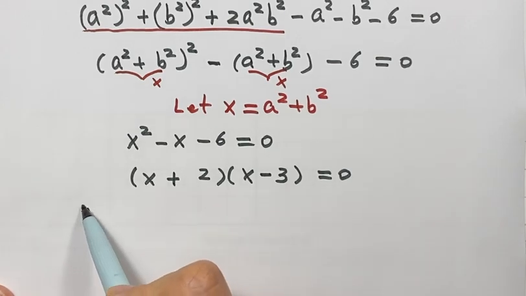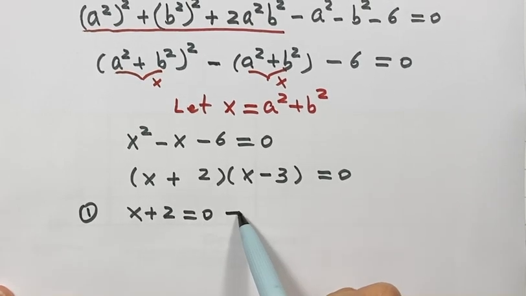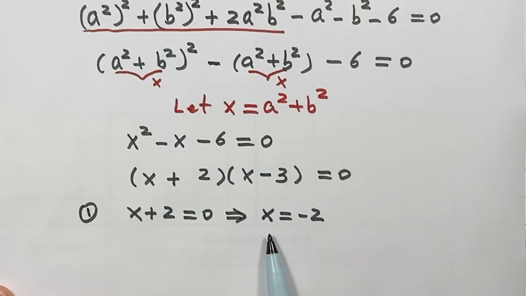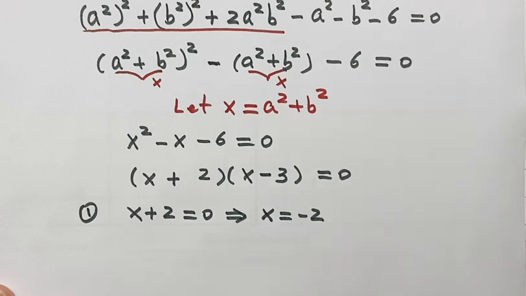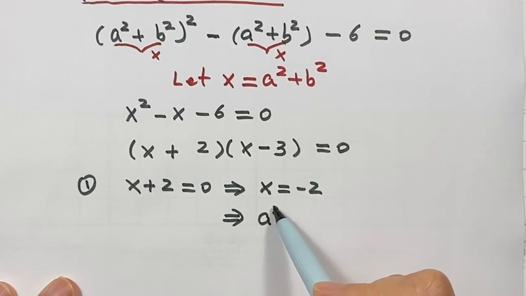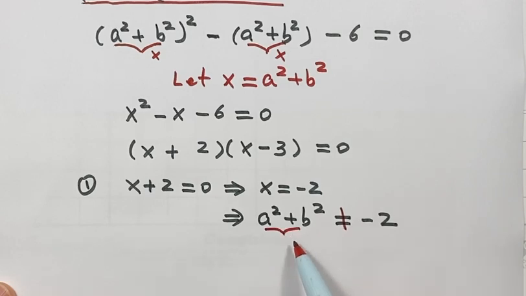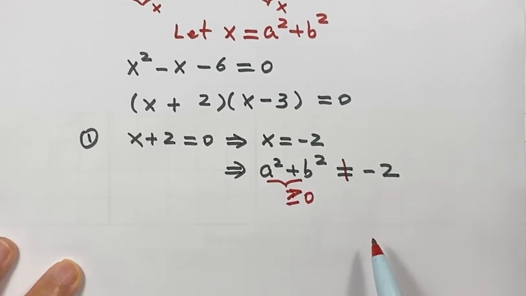So let's consider the first case. The first factor equals 0. So x plus 2 equals 0. So equivalent x equal negative 2. Then what is x? X equal a squared plus b squared. So let's use a squared plus b squared to replace x. So this means a squared plus b squared equal negative 2. But that's impossible. Why? Because a squared plus b squared is always bigger than or equal to 0.